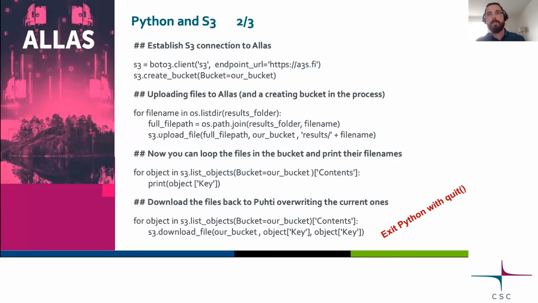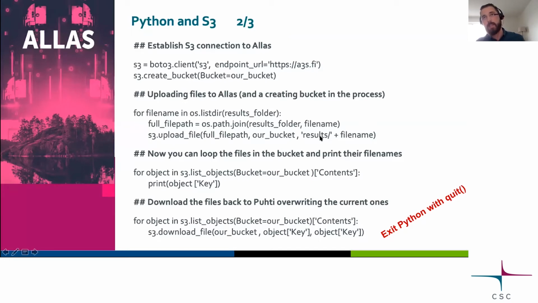And with Python, it's basically looping files and uploading and downloading them. So for those a bit unfamiliar with Python, we just loop file names in our folder where we have these TIFF files. It's the example data I was talking about. I'll show it to you in a minute. We create the full file paths and then just upload the file. We tell it: upload this file to this bucket, and the file name we want it to be in Allas is results/file name. And this results here is one of those pseudo folders I was talking about.